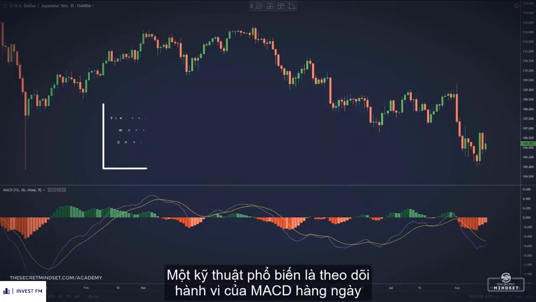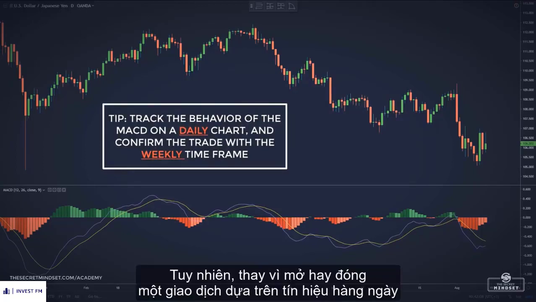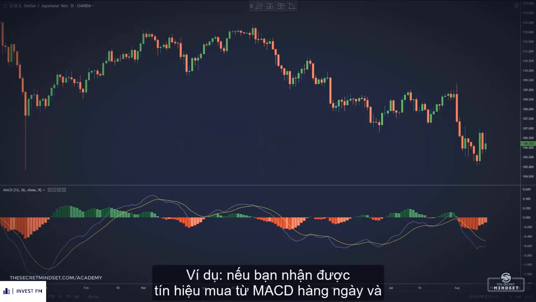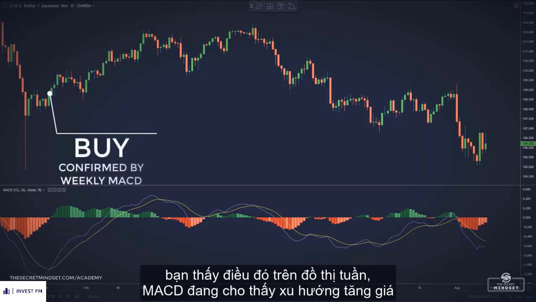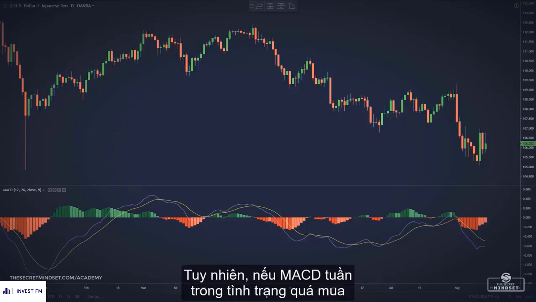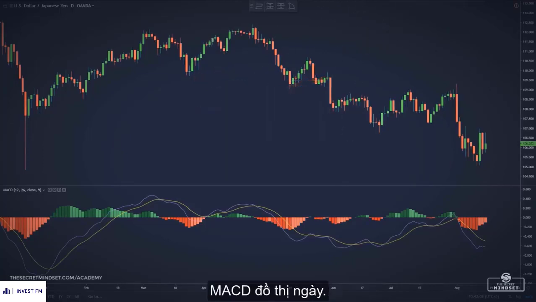One common technique is to track the behavior of the MACD on a daily basis. However, instead of entering or exiting a trade based on a daily signal, you could refer to the weekly chart to see where the MACD is. For example, if you receive a buy signal from the daily MACD and you see that on the weekly chart the MACD is in bullish condition, you may wish to enter a long position. However, if the weekly MACD is in an overbought condition, for example, you will probably want to ignore the buy signal from the daily MACD.